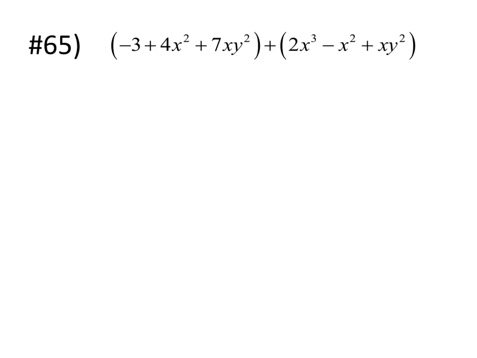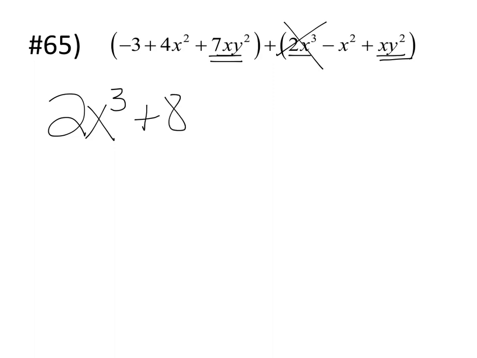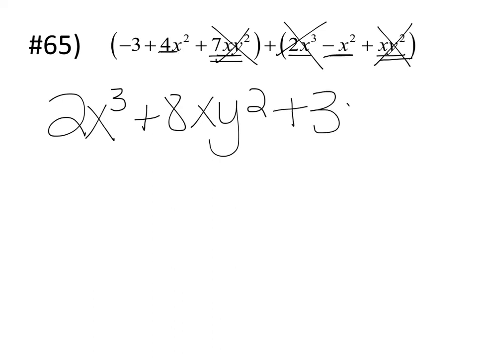Okay. Only cube we've got is this 2x cubed, so let's go ahead and write that first. Then we've got 7x squared, xy squared plus xy squared, so that's going to give us 8xy squared. Let's go ahead and get rid of those. Then we've got 4x squared minus x squared, so that's 3x squared. And then we have minus 3.